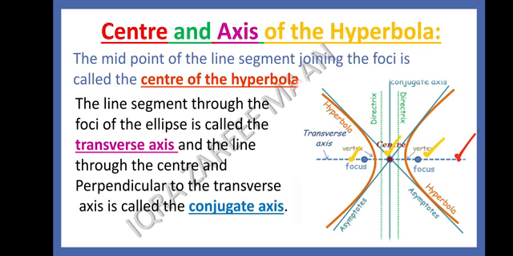Next thing is the transverse axis. The axis that passes through the foci is called the transverse axis.